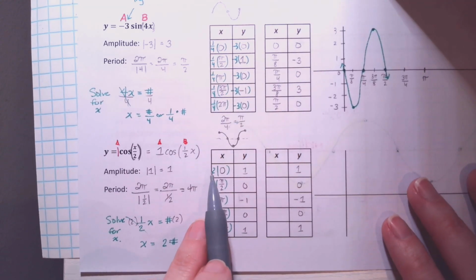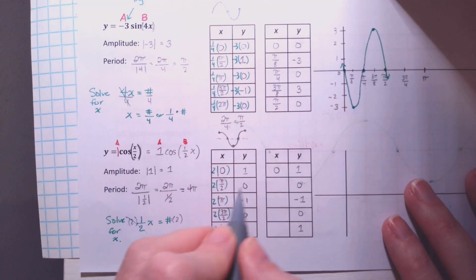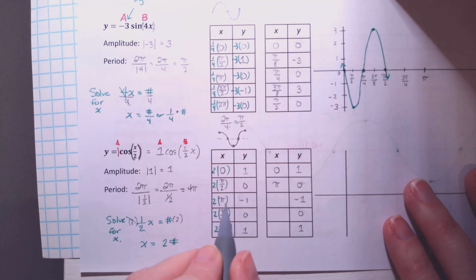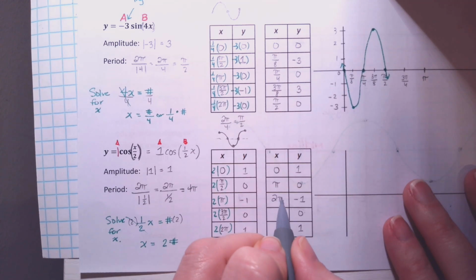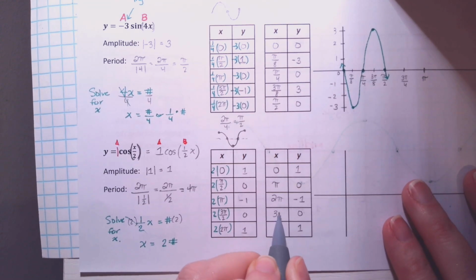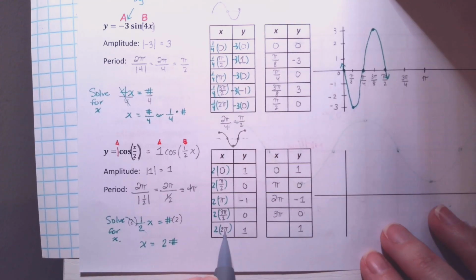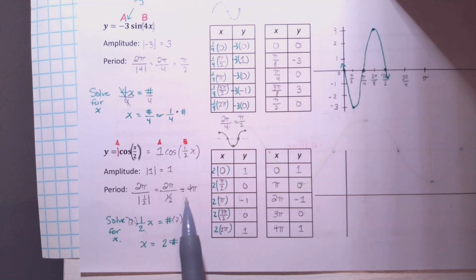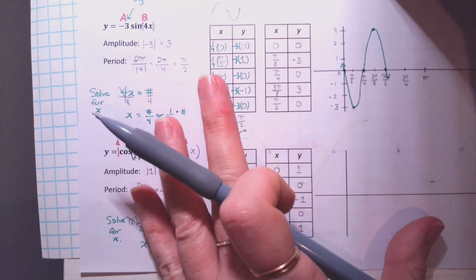But for my x's, 2 times 0 is 0 still. 2 times pi over 2 would become pi. 2 times pi is 2 pi. 2 times 3 pi over 2, your 2's would cancel and you'll just have 3 pi. And then 2 times 2 pi is 4 pi, which should make sense because your period is 4 pi, so it should go from 0 to 4 pi for your x's.